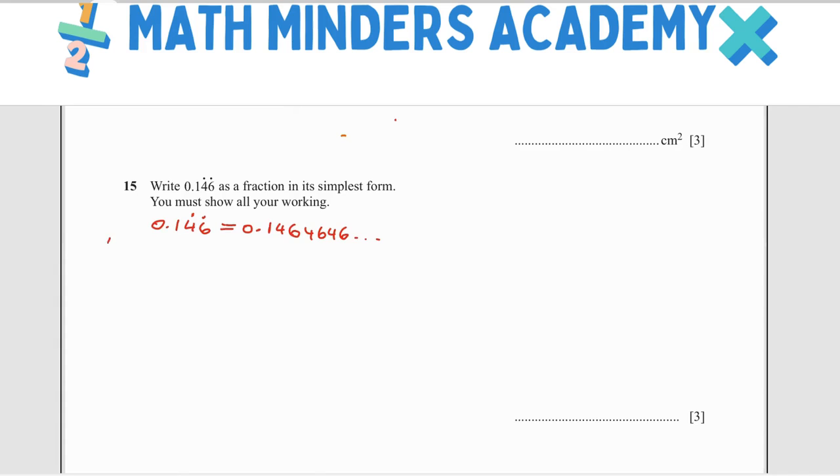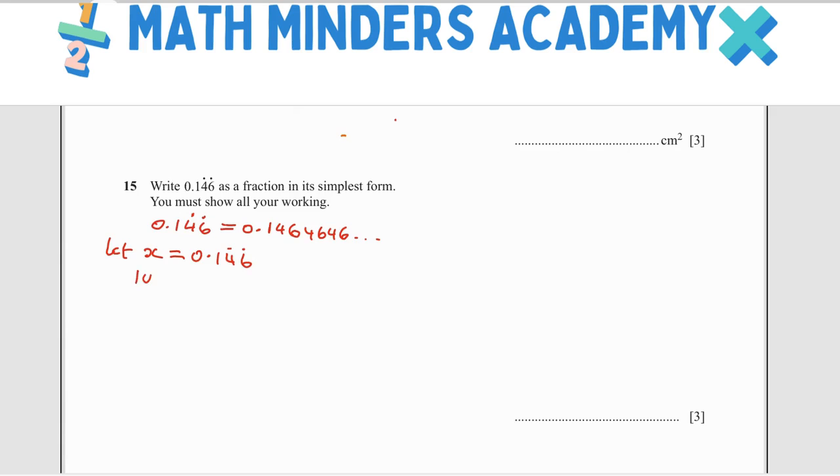So we can say let S equals 0.146... Now, what we want to do is to ensure that the decimal part will contain only the 2 digits that recur, that is 4 and 6. So to achieve this, we need to move this 1 to the left. And so we do this by multiplying both sides by 10.